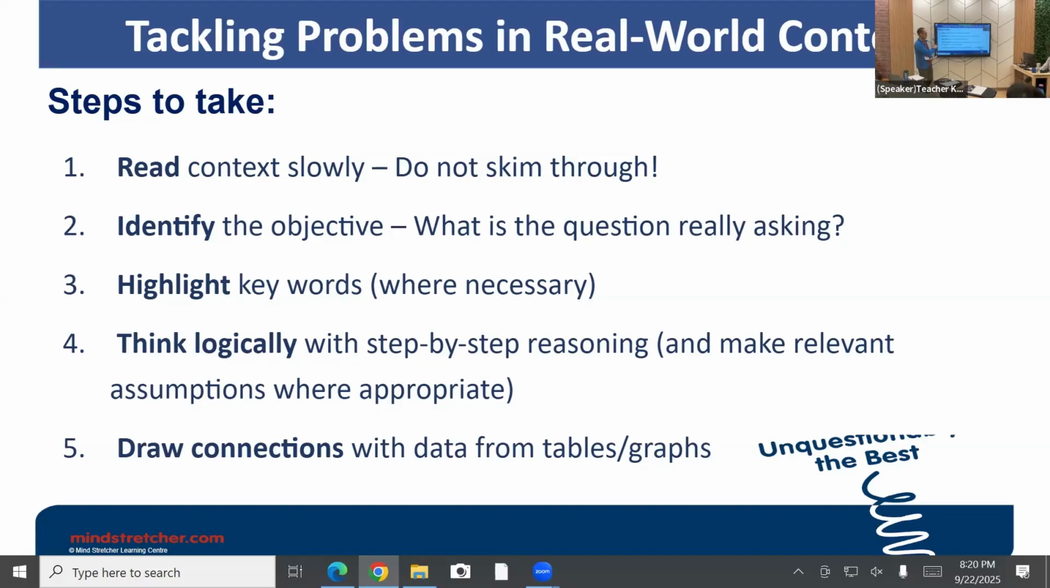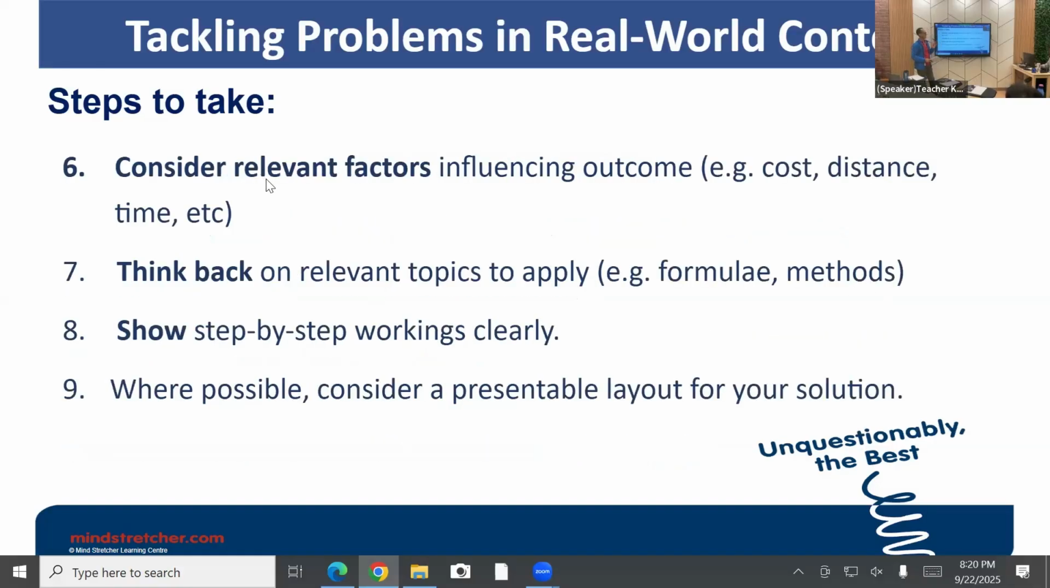And then another thing is to draw connections with data from tables and graphs, from there you can find which are the ones that you need to use for the calculation, right? Then next is to consider relevant factors influencing your outcome, like for example the cost, the distance, time, etc. What are the relevant factors that may influence your outcome? Which is what we will do later for this question, the one on the real world context sample, part C. You will have to consider the relevant factors, else you may miss out certain things, right?